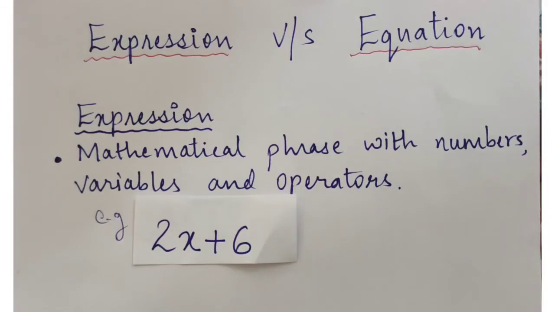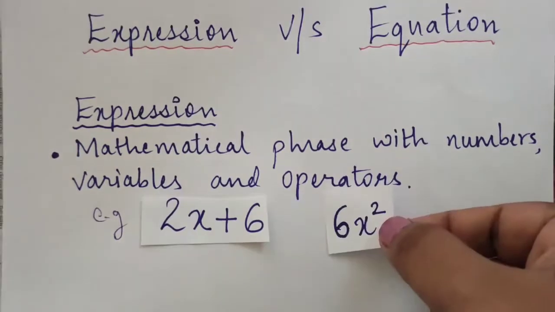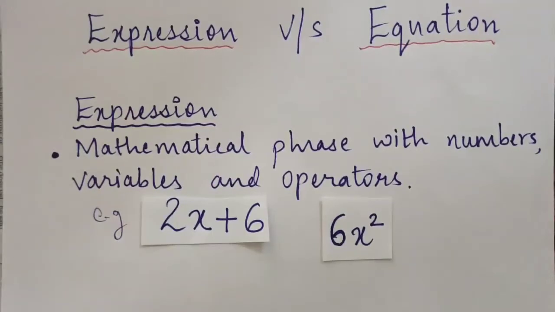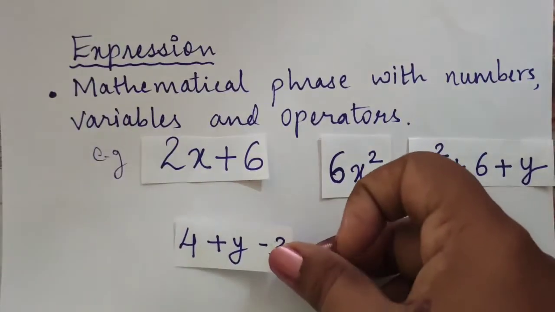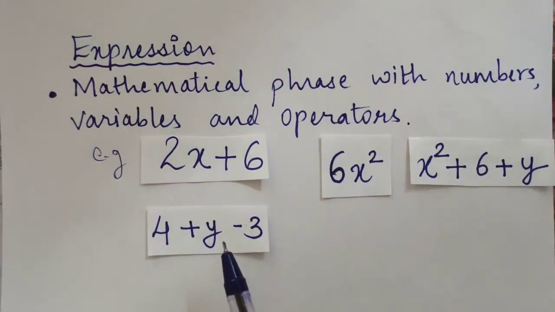So let us look at some more examples now. 6x squared is also an expression because it has a number and a variable. x squared plus 6 plus y, is it an expression? Yes, it is, because it has variable, operators and a number. Let's say we talk about 4 plus y minus 3. This is also an expression because it has number, variable and different operations.